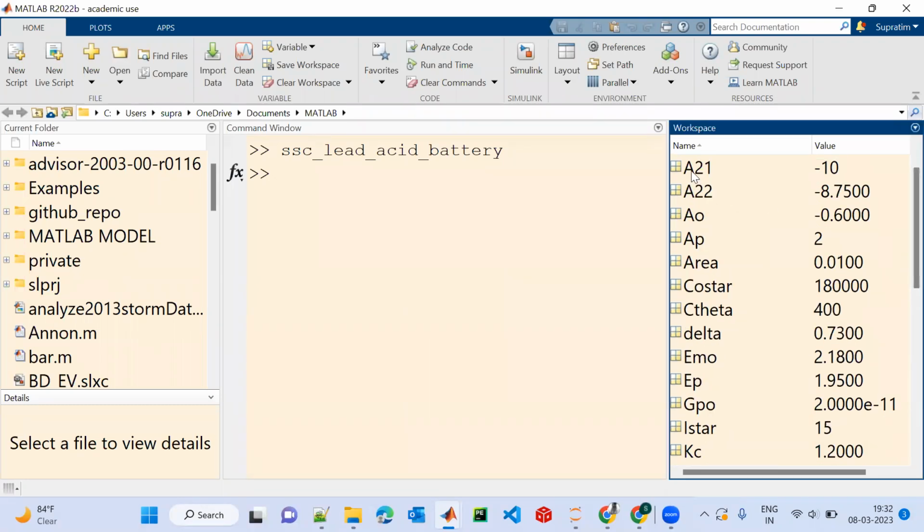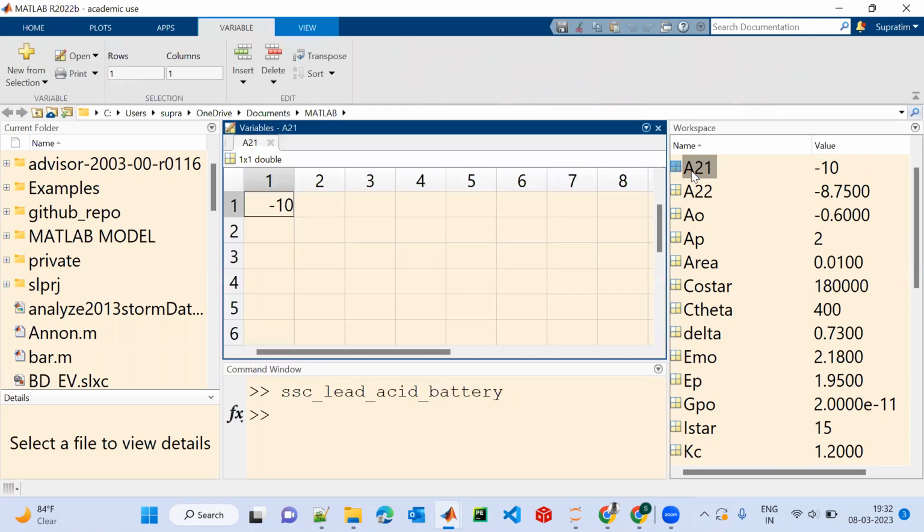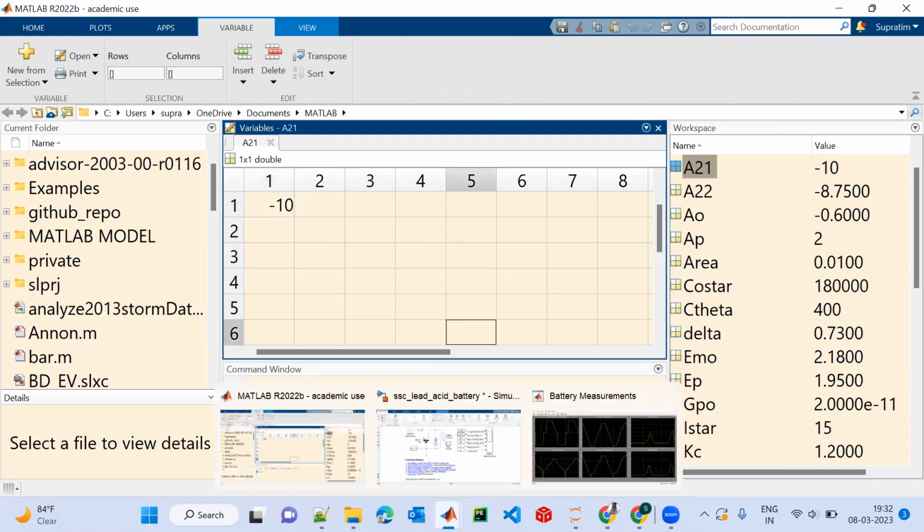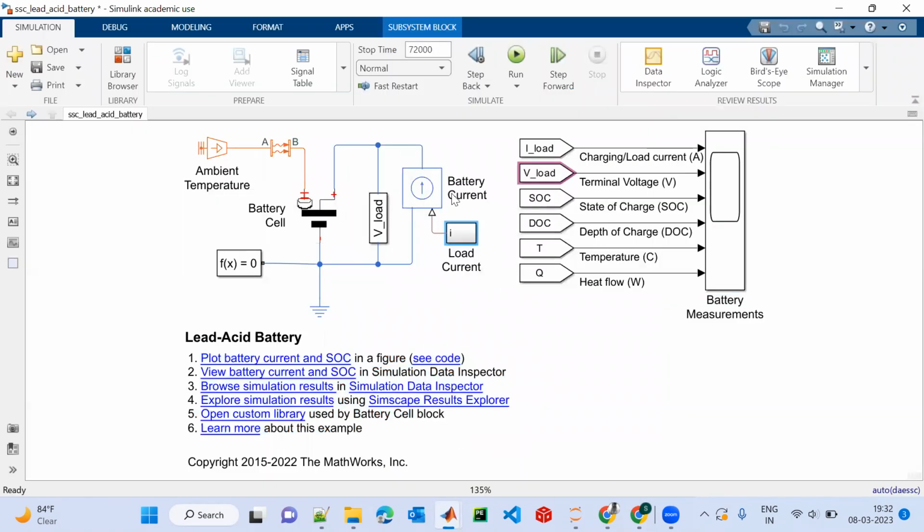Let's say I'm just opening this A21. Here we can click on it and we can change the value. It will be reflected on this battery.